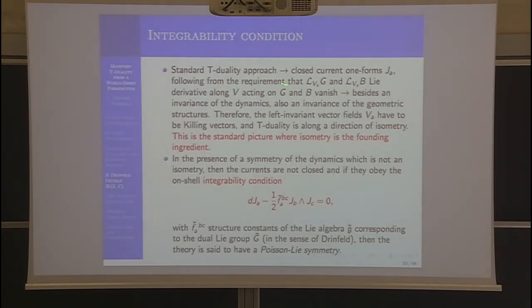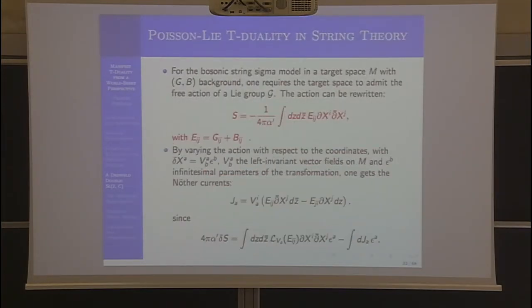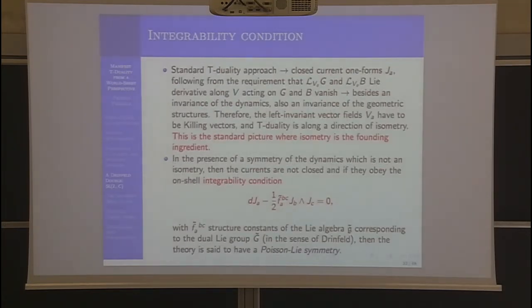Now, the standard T-duality approach means that the Noether current one forms, JA, are closed, so their d has to be zero. And this follows, of course, from the requirement that the Lie derivative with respect to VA of E must be zero. This is the requirement. So this means also that besides an invariance of the dynamics, besides an invariance of the equations of motion, we must also have an invariance of the geometric structure. So the left invariant vector fields have to be Killing vectors in this case, and T-duality is along a direction of isometry. So this is the standard picture where isometry is the founding ingredient.